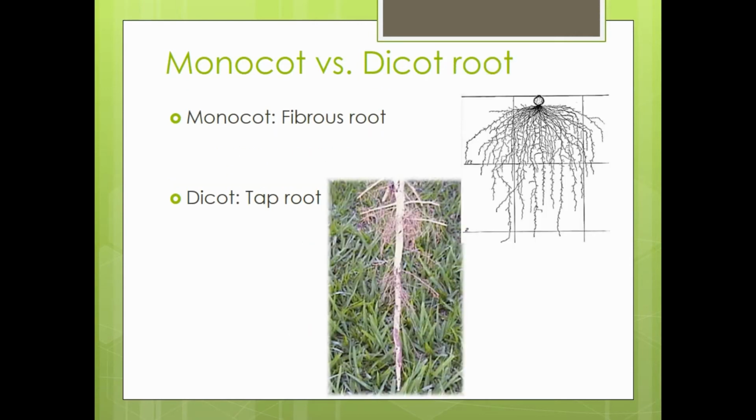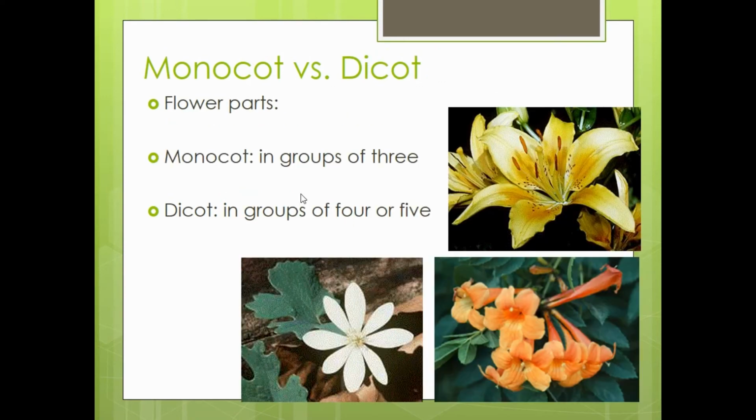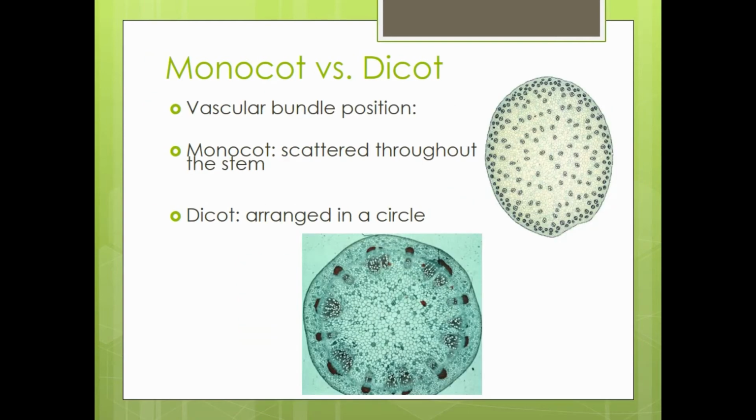Monocots will have a fibrous root, where it spreads out into the soil. A dicot will have a taproot. It'll shoot straight down like a carrot. The flower parts, monocot grows in groups of three, while dicots grow in groups of 4 or 5. I know it's crazy. Monocot versus dicot, vascular bundles. Monocots, they're scattered throughout the stem. Dicots are nice and orderly, arranged in a circle.